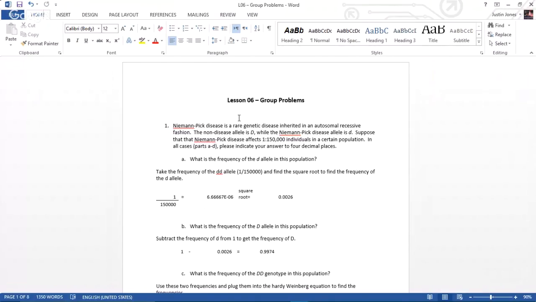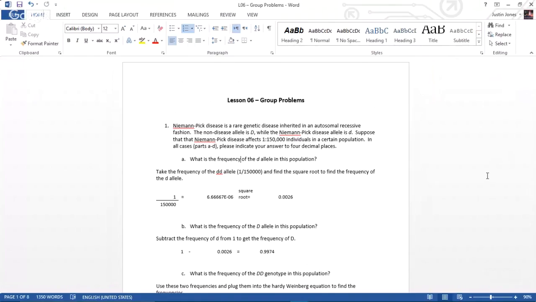So let me just go over these questions. The first one we have is Niemann-Pick, a rare disease disorder. It affects 1 in 150,000. And then there are a few questions associated with it. So what's the frequency of the lowercase d allele? For this, it's very simple: you just take the square root, and that's how you get the frequency of the allele itself.